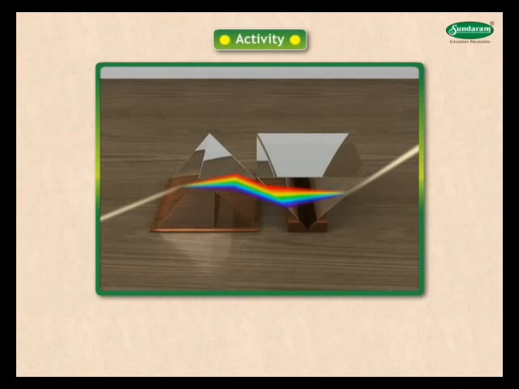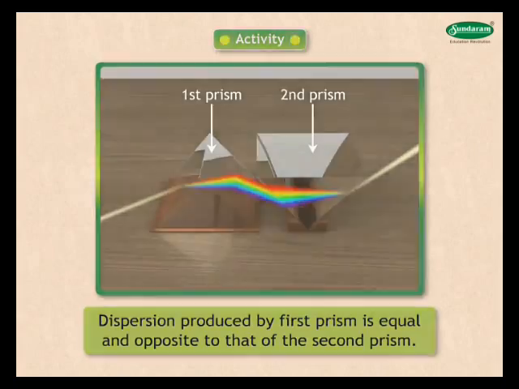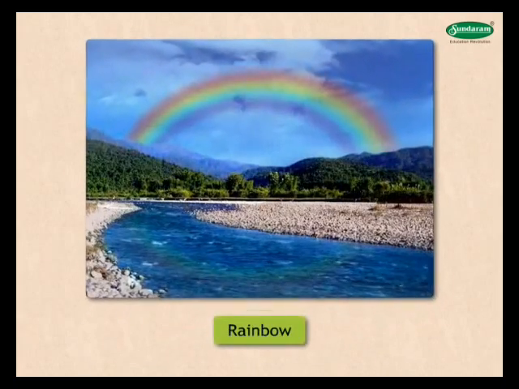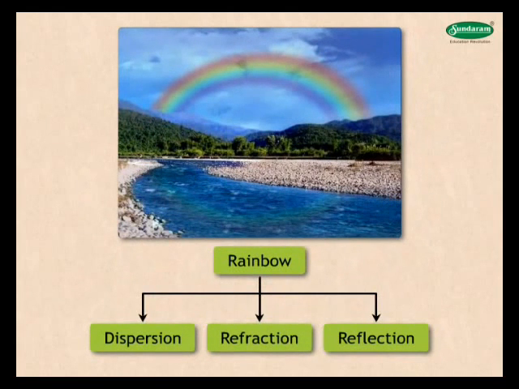The above activity is an experiment performed by Newton which led to an idea that the sunlight is made up of 7 colors. In this case, dispersion produced by the first prism is equal and opposite to that of the second prism. The beautiful phenomenon of the rainbow is a combination of different phenomena: dispersion, refraction, and reflection of light.